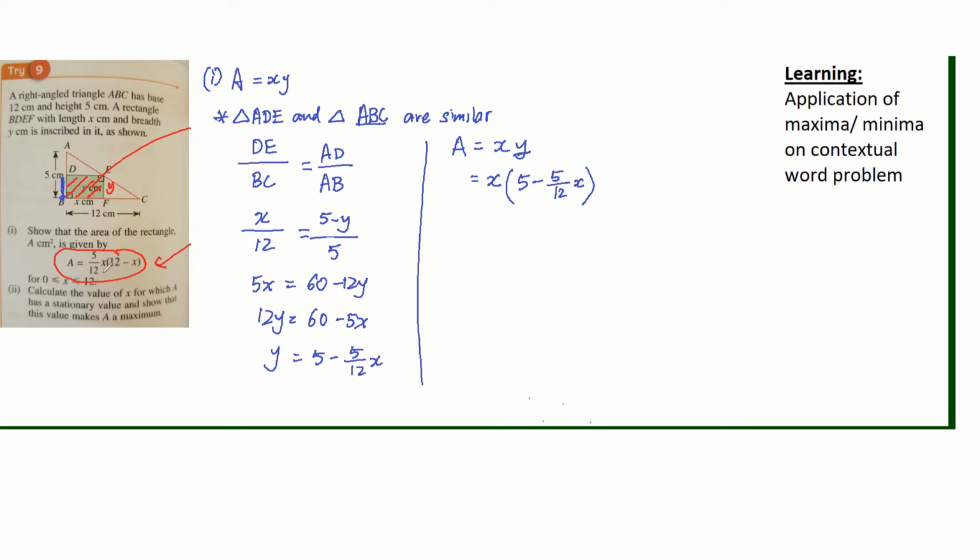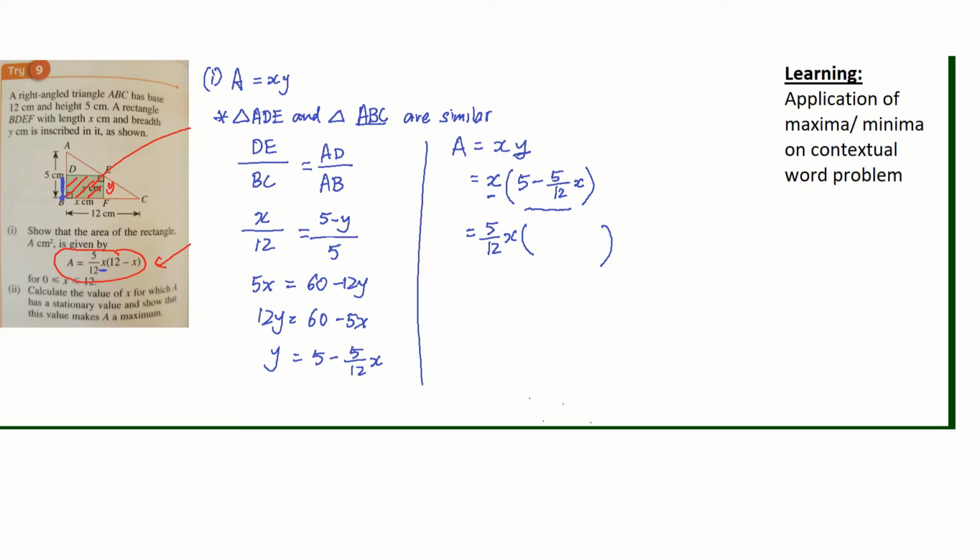So if you look carefully, I'm looking at this expression, A equals 5 over 12 x bracket 12 minus x. If I do a quick comparison, I already have the x on the outside. So what is missing? 5 over 12. So I will look at the numbers inside, and I will factorize out a 5 over 12.